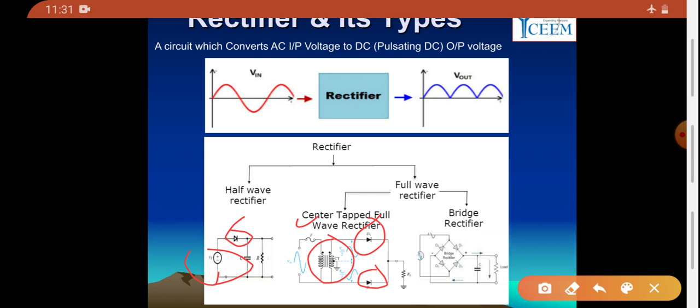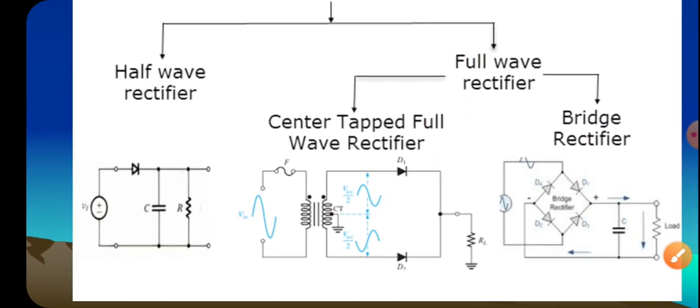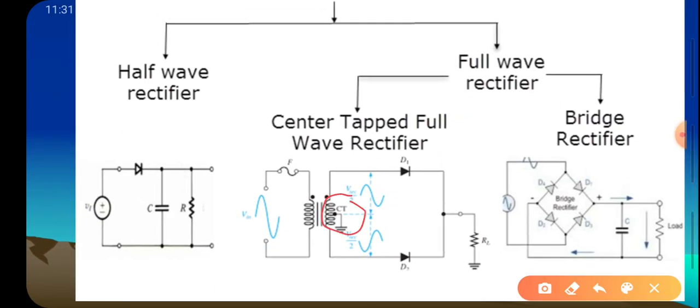Center tapping का मतलब है we are dividing the secondary winding into two equal portions like this. So there are three terminals and the middle terminal is acting like a ground. Where CT is written, you can see, that means the transformer is divided into two equal portions and that middle point is acting like a ground.